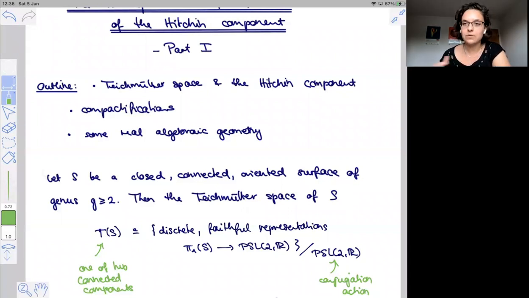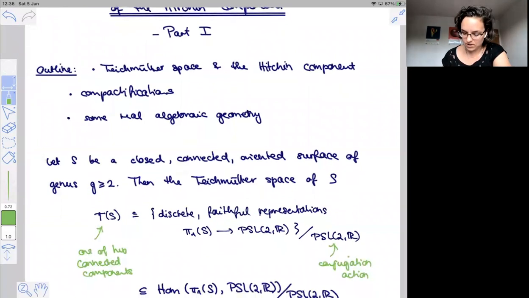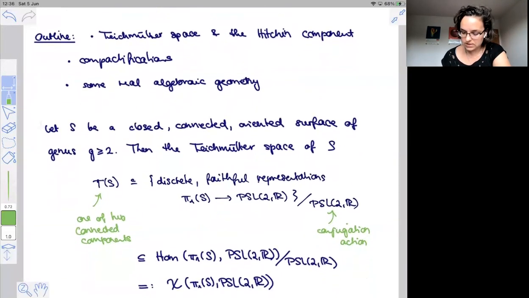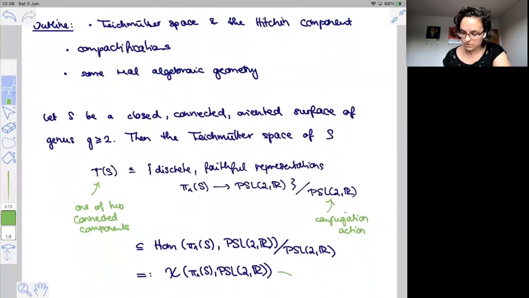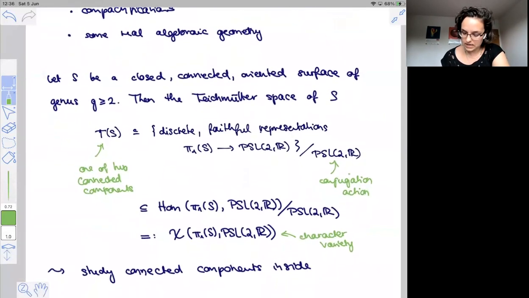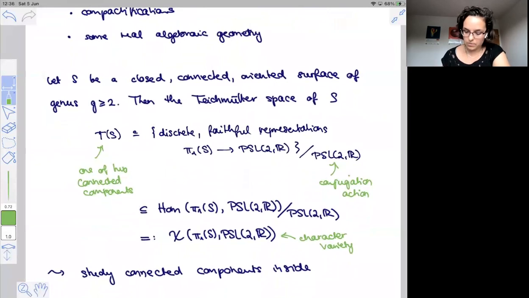So why do I give this point of view of Teichmüller space? I want to view this as a connected component inside what is called the character variety. So we look at the space of all homomorphisms into PSL(2,R), and we quotient out by this action. And this space is called the character variety. So this leads us to study these connected components.